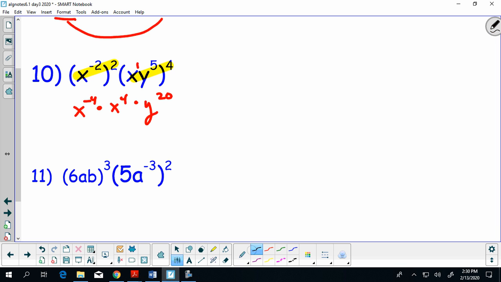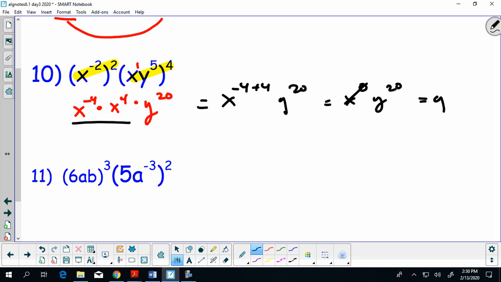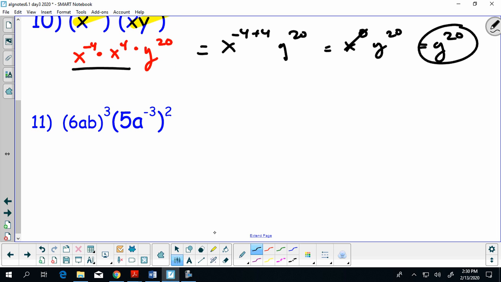These two are a multiply problem because they have the same base. So x to the -4 plus 4 is x to the 0. X to the 0 equals 1, so my final answer is just y to the 20. And you could write 1y to the 20 if you wanted. That would be exactly the same thing.